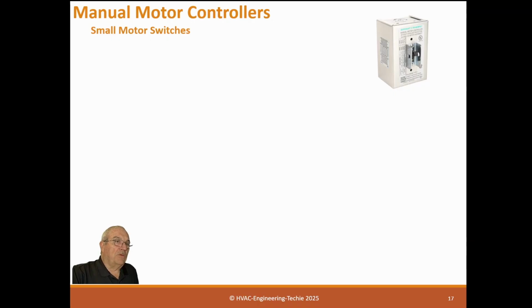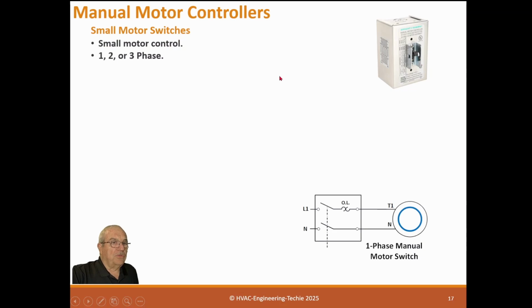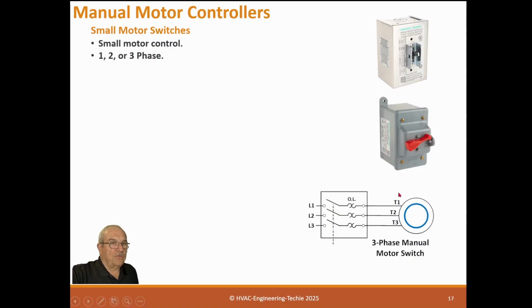So this is a manual motor starter. Small switch, looks like a switch on the wall, but it's got a little more rugged case. Small motor control, 1, 2, or 3 phase. Single motor switch, you see it's just a switch with an overload in it. Starts that motor, it's no big deal. We put them on the wall and a piece of flex conduit going over to the motor gets it started. And then there's 3 phase, which are a little bit bigger, a little more rugged.